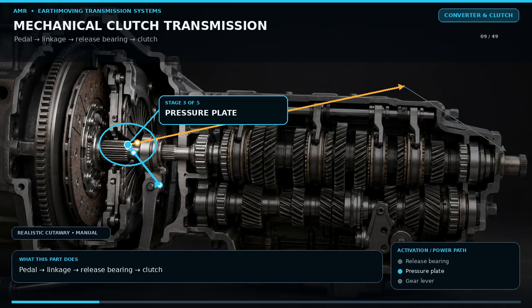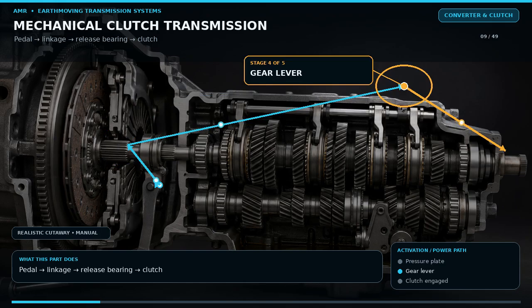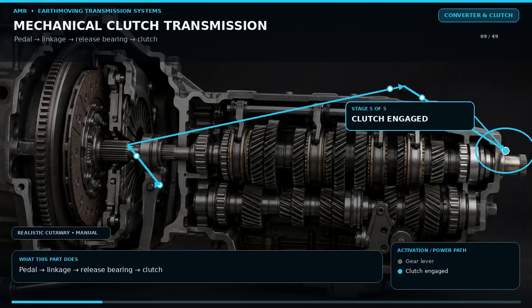The operator then moves a gear lever. Selector rails and forks slide gears or synchronizer sleeves to establish the required ratio and direction. Releasing the pedal gradually restores clamp force. This system is simple and efficient, but it interrupts power during shifts and depends heavily on operator technique. Excessive slipping overheats the clutch. Incorrect free play can cause incomplete release or constant bearing load.